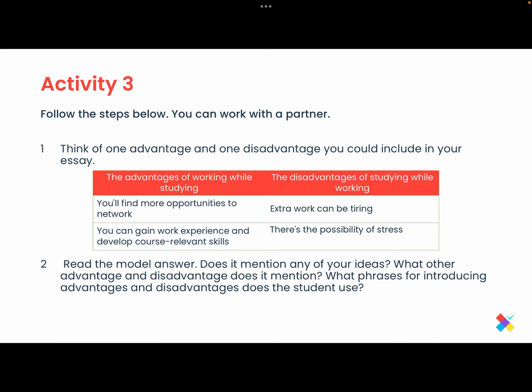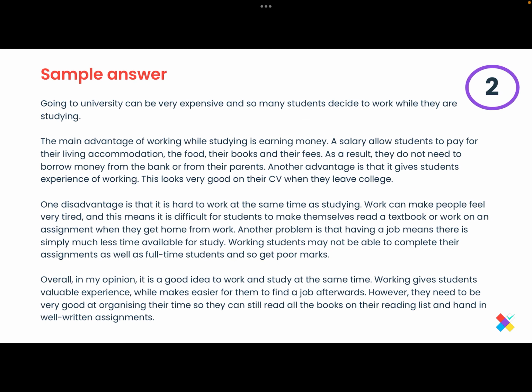But first, I'm going to give you 1 minute to work on step 1. Think of one advantage and one disadvantage you could include in your essay. Many students work while they're studying. What are the advantages and disadvantages of working while you study? So think of one advantage and one disadvantage of working while you study. And you've got 1 minute to do so. If you have a study buddy, you can work together and exchange opinions. Here it goes.